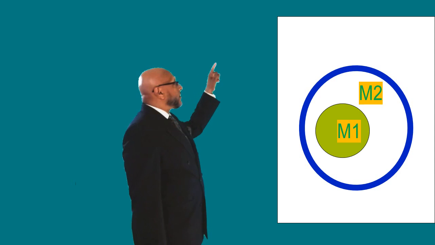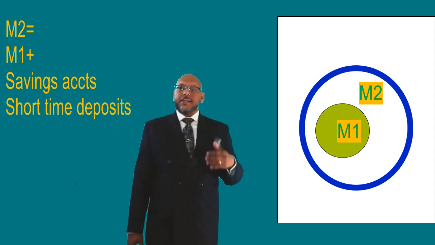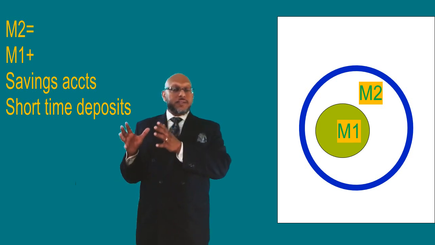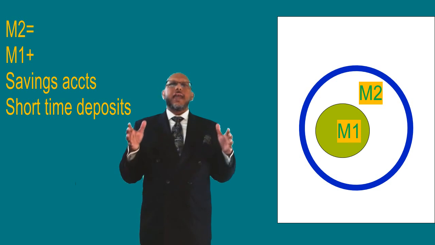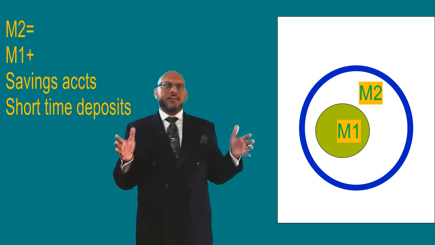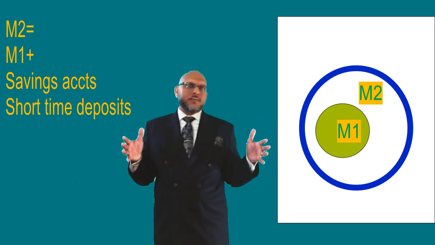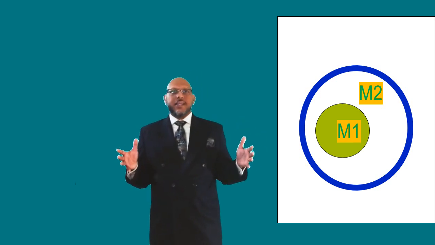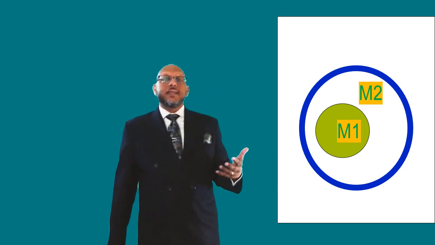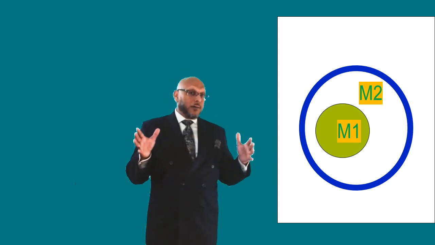Now, the larger circle around here is what we call M2. M2 is M1, so everything in the small circle, that's why it's inside, plus savings accounts and short-term time deposits, which is the technical term for a CD. A CD for less than a year. A 3-month CD, a 6-month CD, a 9-month CD, a 12-month CD, something that's small, but it's small in time, not small in amount, but small in time.